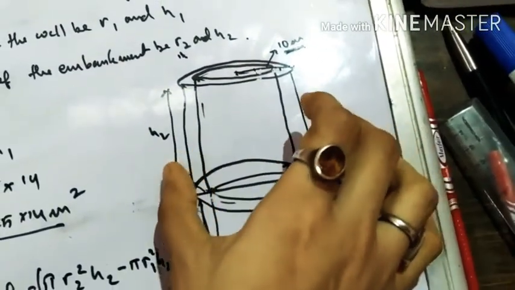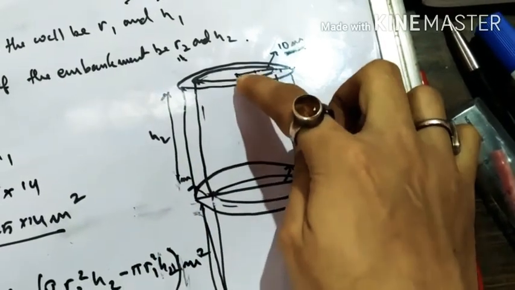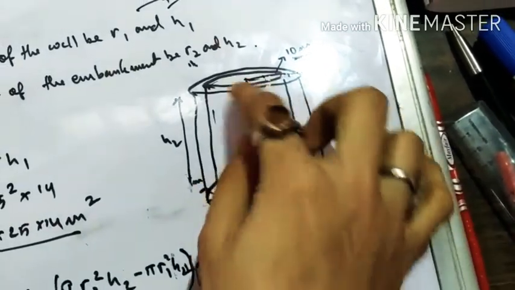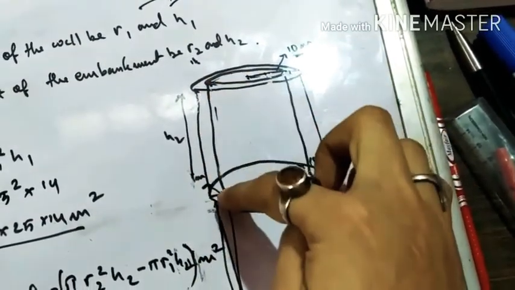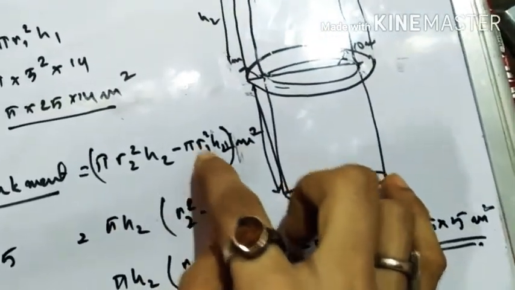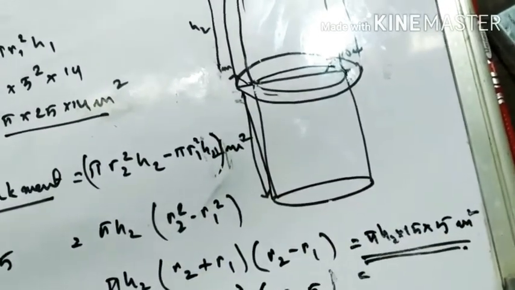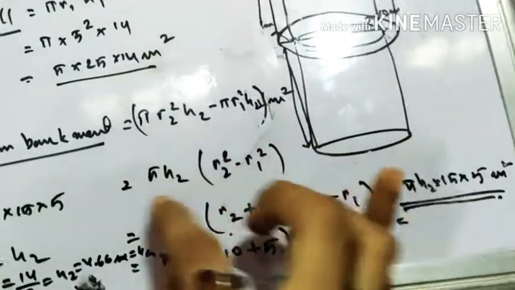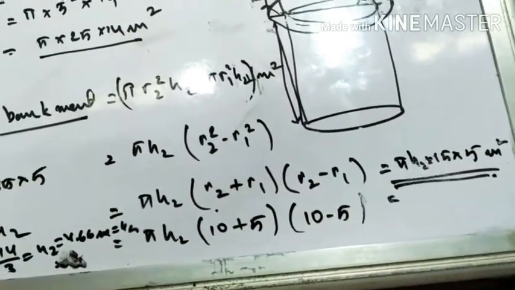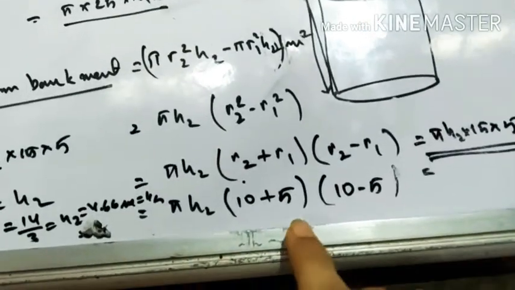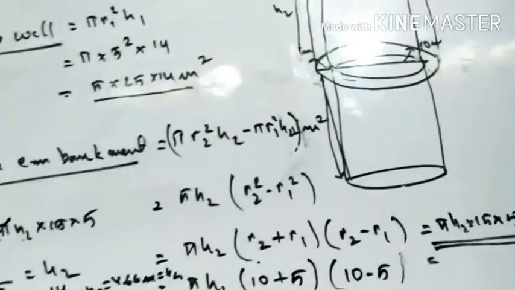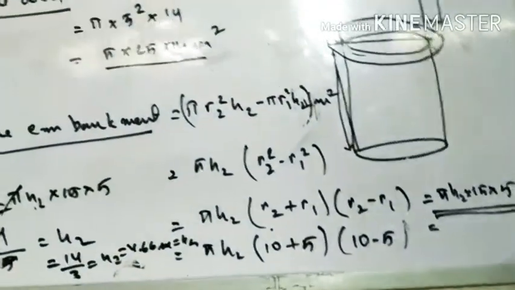Now volume of the outer cylinder is pi r2 square h2, and volume of the inner cylinder is pi r1 square h2. The height will be the same, as this is the height of the embankment. Pi r2 square h2 minus pi r1 square h2. From here I can take pi h2 common, so I get r2 square minus r1 square. Solve this and you will get 4.66 meter.